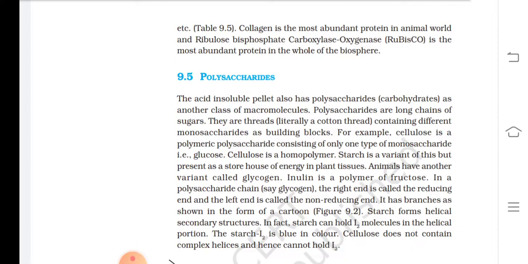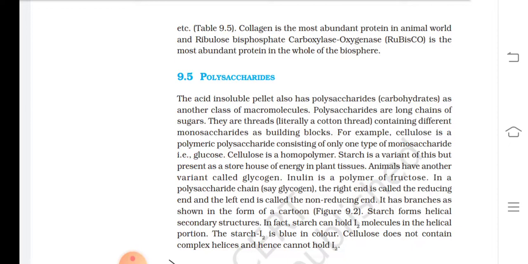Cellulose is a homopolymer. Starch is a variant of these but present as a storehouse of energy in plant tissue. Animals have another variant called glycogen. Inulin is a polymer of fructose. In a polysaccharide chain, say glycogen, the right end is called the reducing end and the left end is called the non-reducing end. It has branches, as shown in the cartoon figure 9.2.